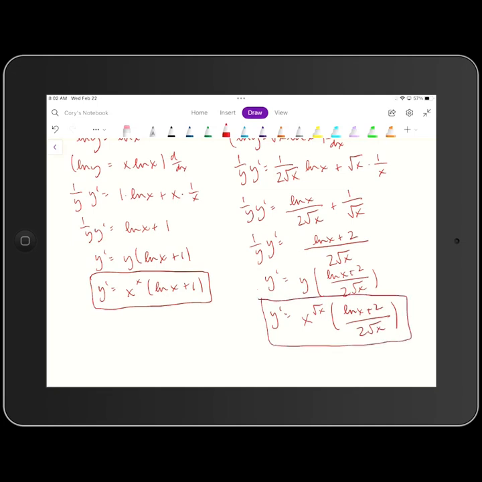Okay, so there will be one more example of logarithmic differentiation on the next video, and that'll wrap this lesson on derivatives of log functions up.